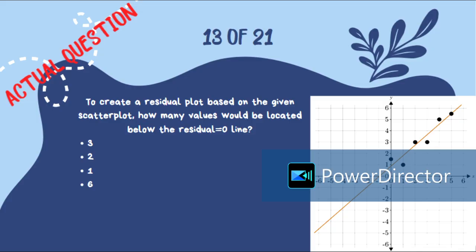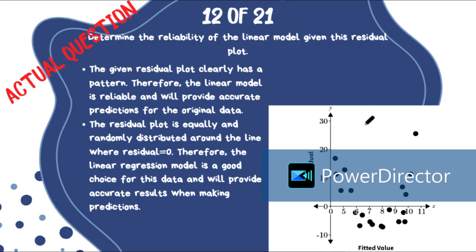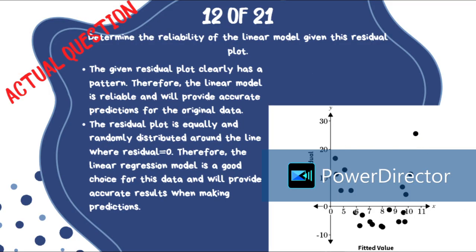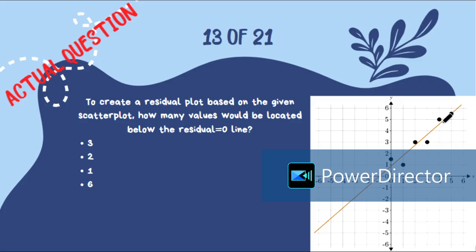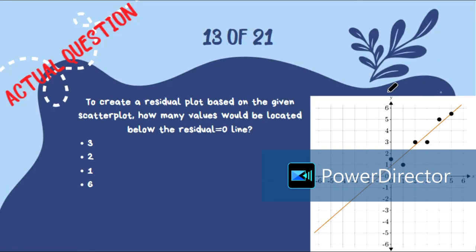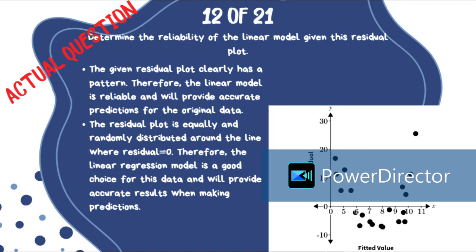Here's number 13. To create a residual plot based on the given scatter plot, how many values would be located below the residual equals 0 line? So this is the residual equals 0 line. You can take this plot and make it look like this, but we don't have to do that. We can look at this and say anything that's above it is still going to be above it here. Anything that's on the line is still going to be on the line here. Anything that's below it is still going to be below it here. So look here and see how many dots are going to be below the residual line on the new graph.